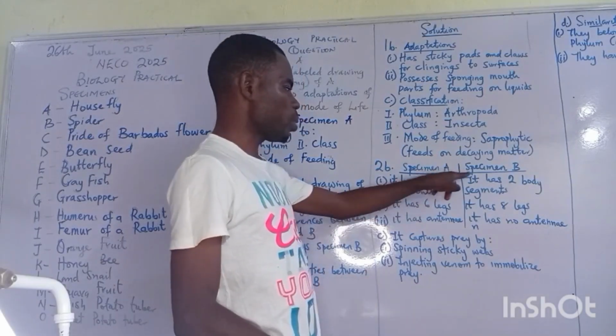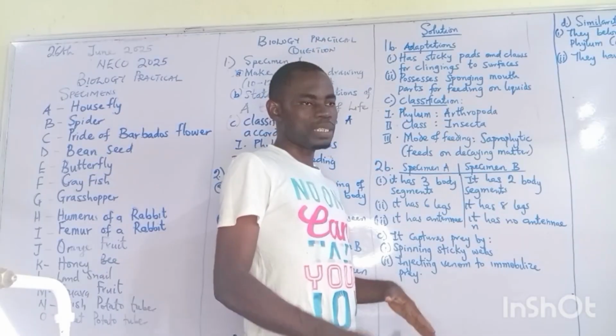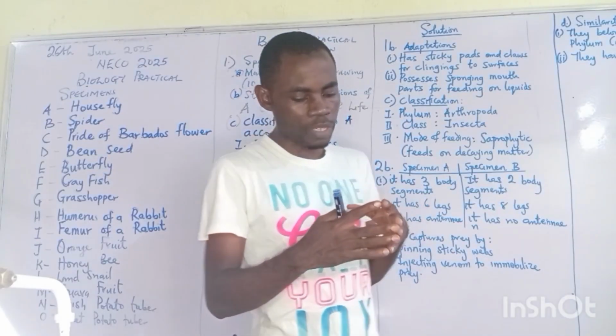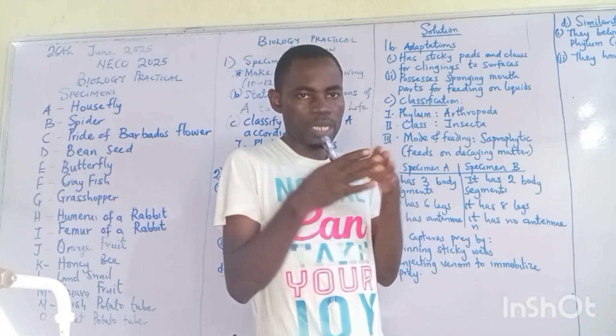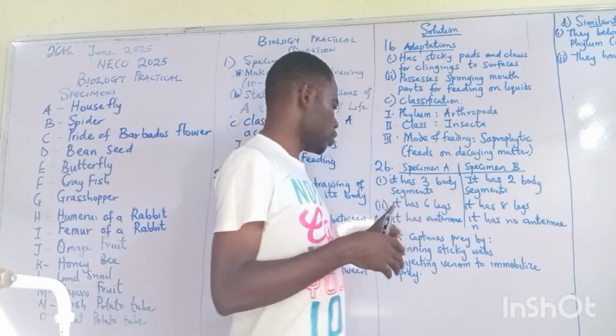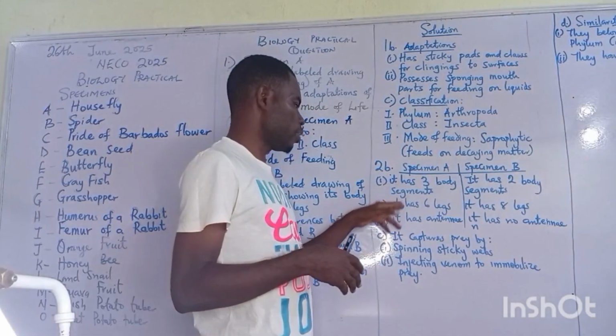while specimen B has 2 body segments. That is, instead of specimen B having 3 body segments, it has been fused together, in which the middle one has been lost. So, going to number 2, differences: it has 6 legs.